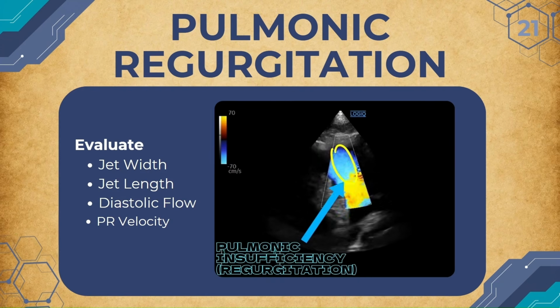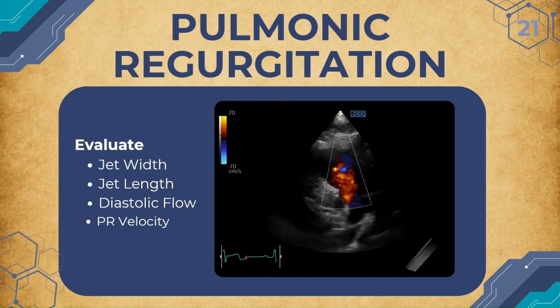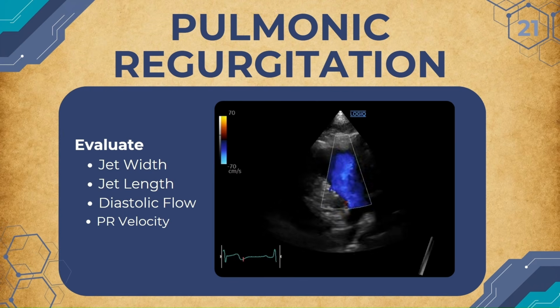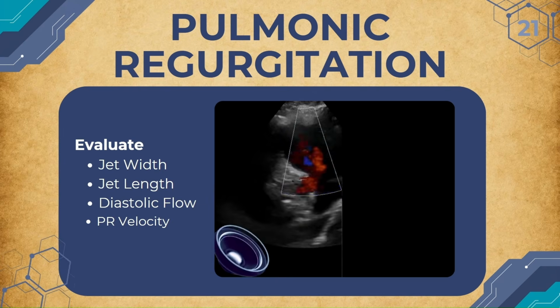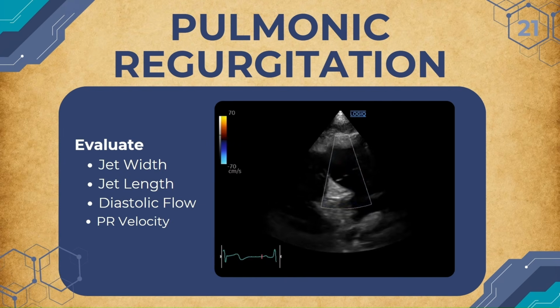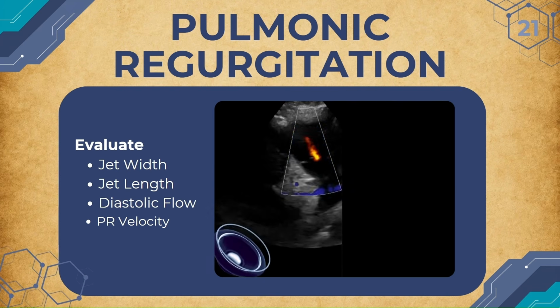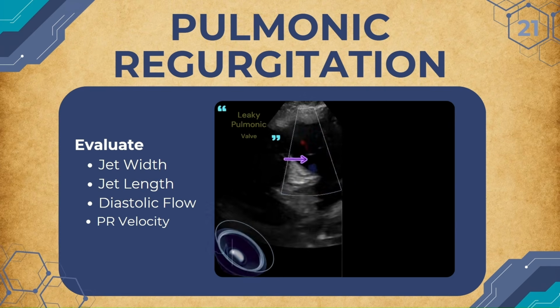Pulmonic regurgitation. So far, we've focused primarily on forward flow. Now let's discuss what happens when blood moves in the opposite direction. This brings us to pulmonic regurgitation. Just like other valve lesions, pulmonic regurgitation should be assessed using multiple findings, not a single measurement.